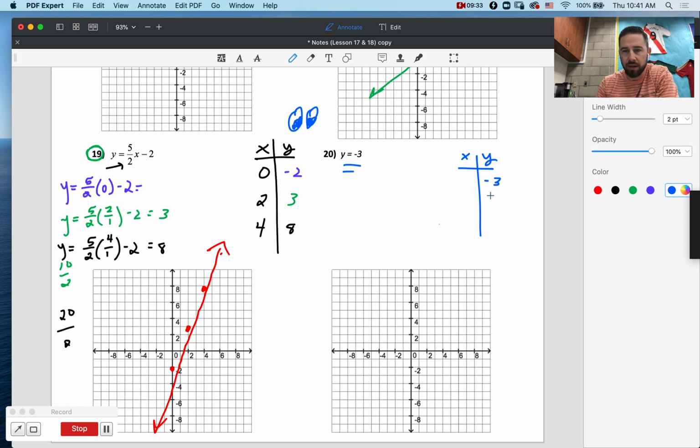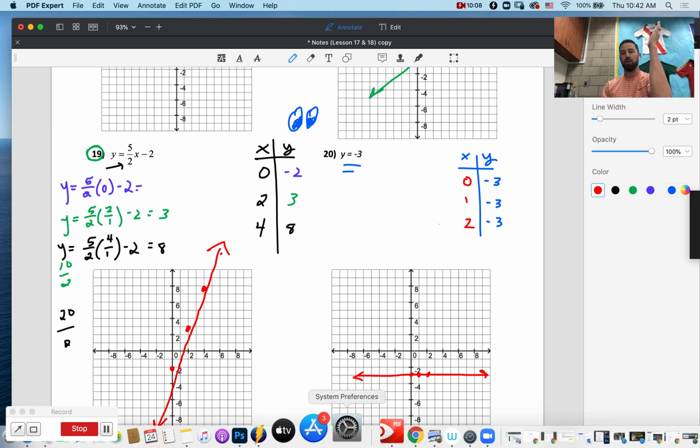So you can say, hey, it's negative 3 here, negative 3 here, and negative 3 here. In that case, you could pick any numbers for x. 0, 1, and 2. It doesn't matter what numbers you pick for x, because y is always negative 3. Now watch what happens when we graph this. 0, negative 3, 1, negative 3, and 2, negative 3. And that was almost a good line. It's a horizontal line. It's not vertical, it's horizontal.